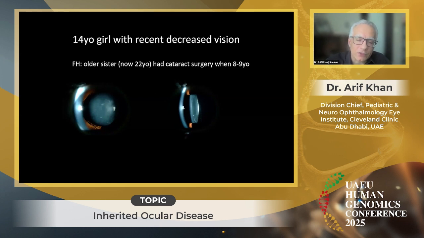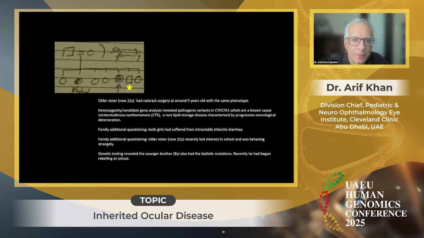When we made this diagnosis genetically, I went back and asked the mother, did she have intractable diarrhea as an infant? And the mother said, yes. How did you know? She never told me that before, but I never asked her the question. Two of the hallmarks of cerebrotendinous xanthomatosis are juvenile cataract and infantile diarrhea that's intractable.